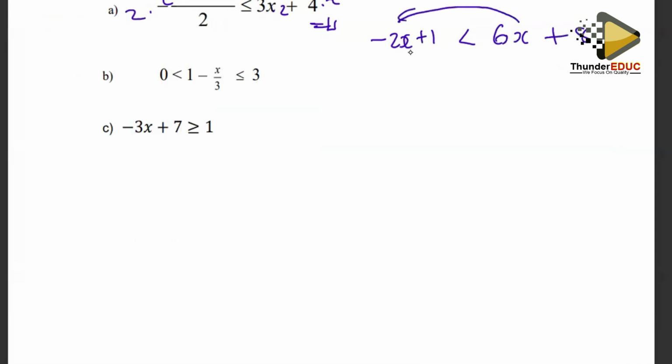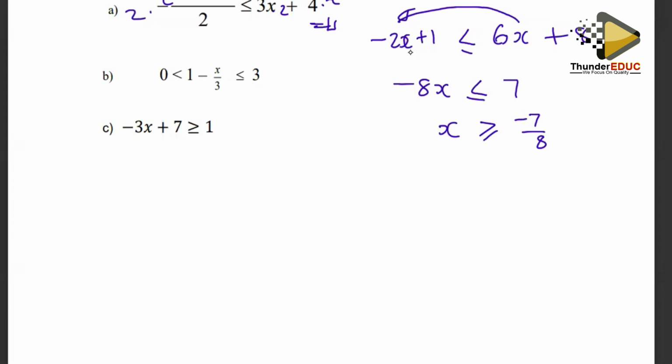I'll move this one this side. So negative 2x minus 6x, which is negative 8x. I can move this one to that side. Should be less than 7. Then I divide both sides by a negative number, which is negative 8. Now, whenever we divide inequalities with a negative or multiply with a negative, the symbol will change to the opposite direction. So which means x is going to be greater or equal to negative 7 over 8.